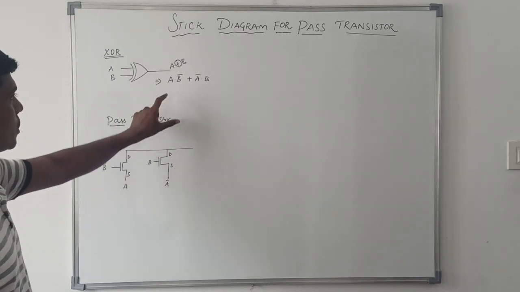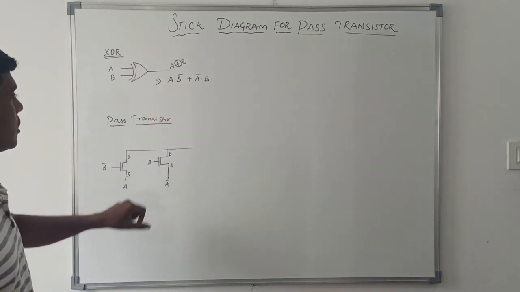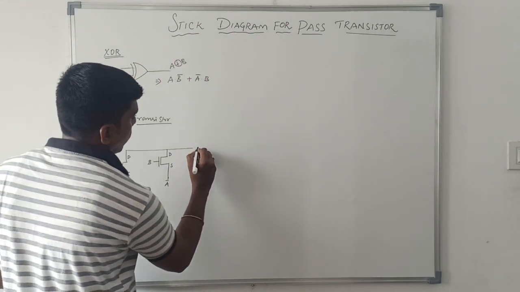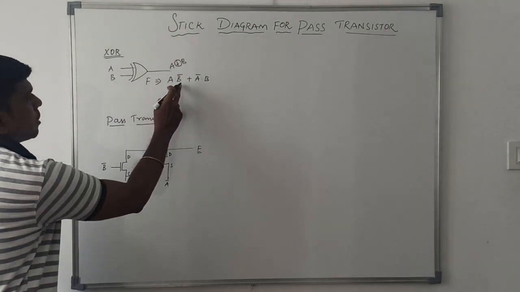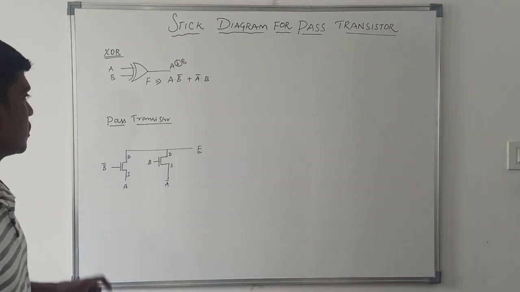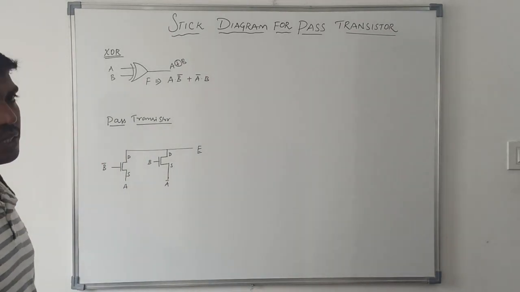I just assigned the two input variables in this transistor logic. F is the output function. So F equals A dot B bar plus A bar dot B. So it's a simple logic for the transistor.